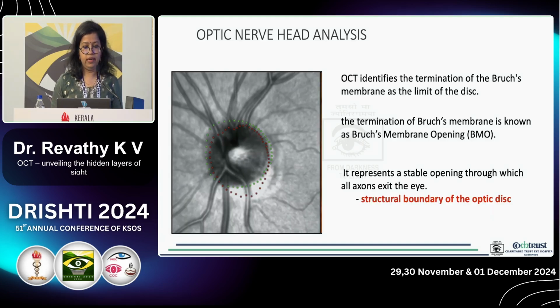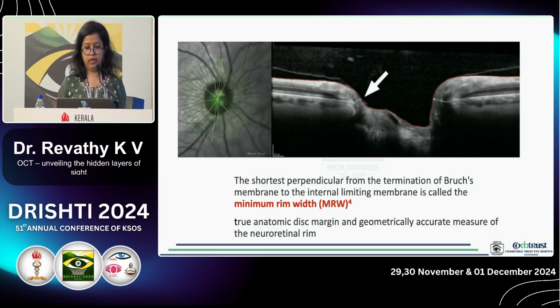The optic nerve head is identified in the OCT as a highly reflective layer, and the termination of Bruch's membrane is known as the Bruch's membrane opening, which represents a stable opening through which all the axons exit the eye. In OCT, this is regarded as the disc margin. The perpendicular distance from the termination of Bruch's membrane to the internal limiting membrane is called the minimum rim width, which gives an accurate measure of the neuroretinal rim.